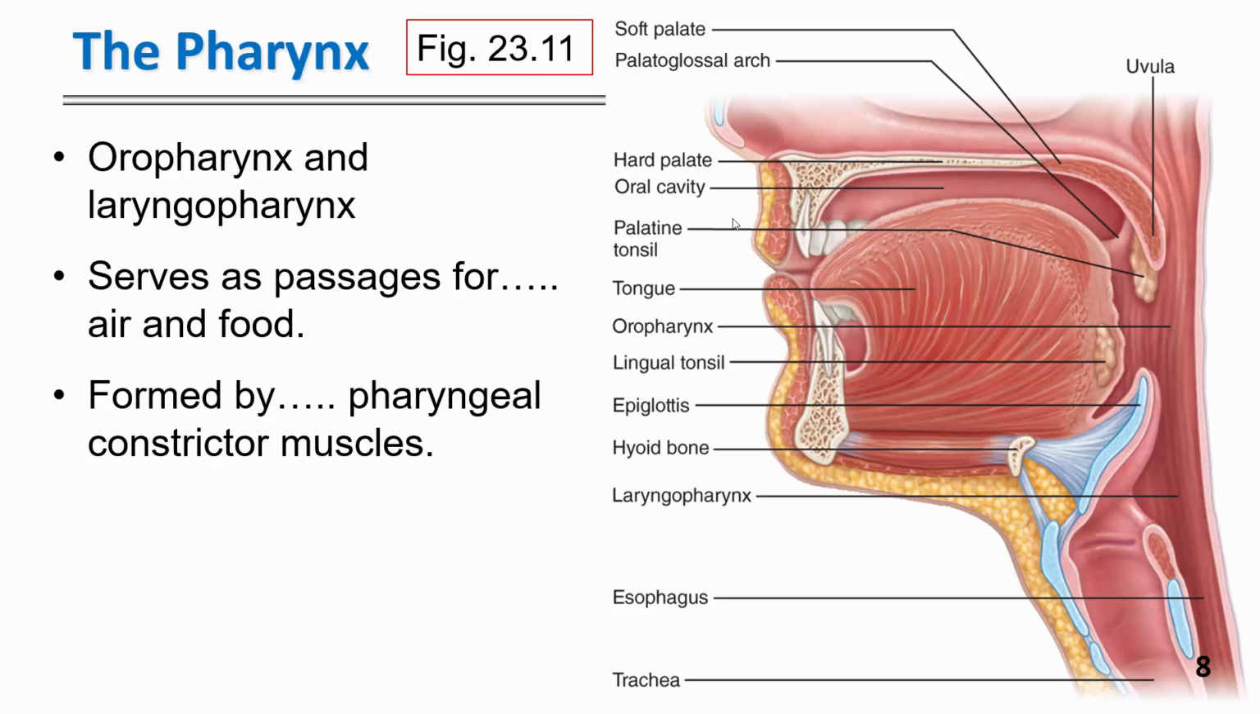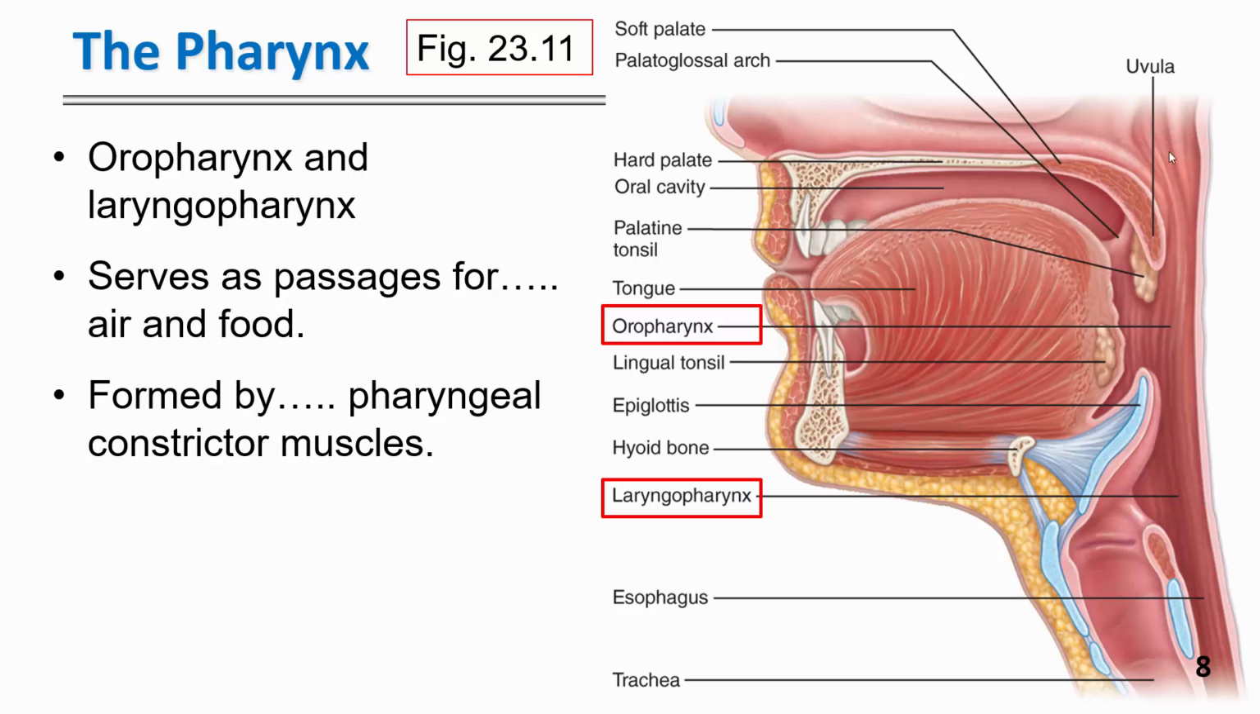So a lot of labels here. I'm just going to highlight two labels here, pointing you to the oropharynx as the most posterior region continuous with the oral cavity, and the laryngopharynx, as you can see here, is continuous with the oropharynx, but it will continue and extend and essentially change names, becoming the esophagus. Not pictured here because it's cut off in this diagram.